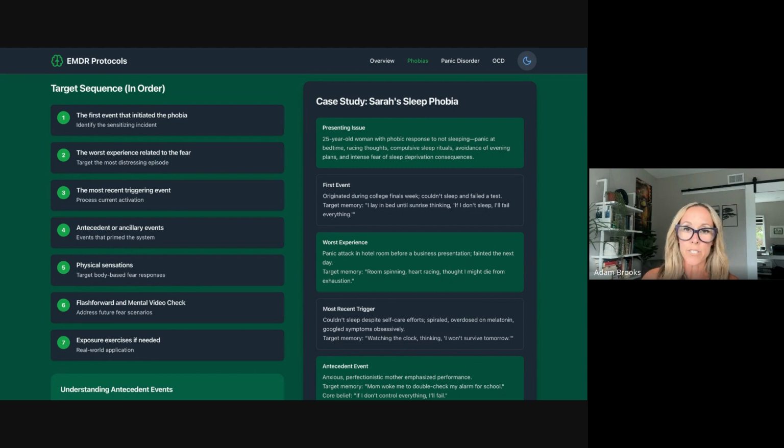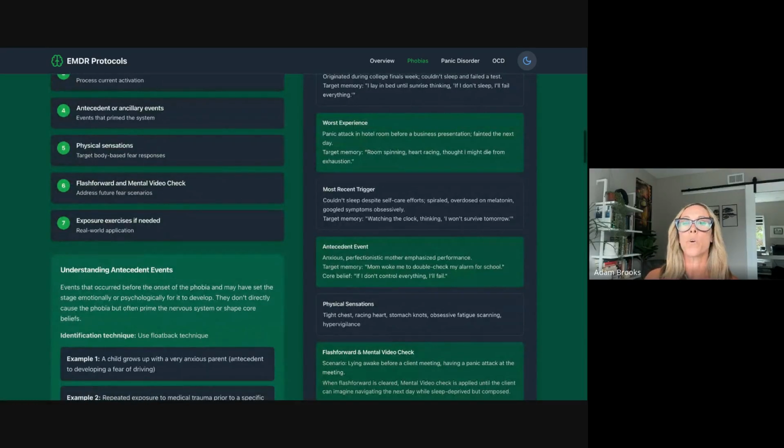So once the first event is clear, you're going to move on to the worst experience. And in this case, she had a panic attack in a hotel room before a business presentation and fainted the next day. The target memory was room spinning, heart racing, thought I might die from exhaustion.